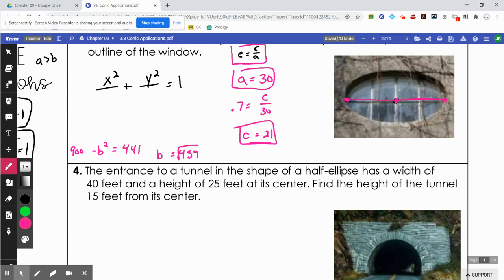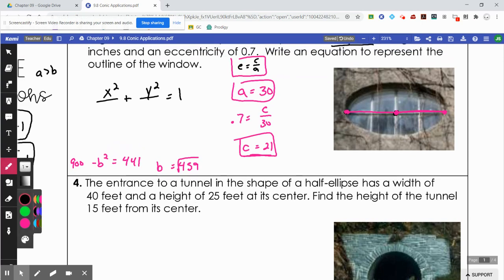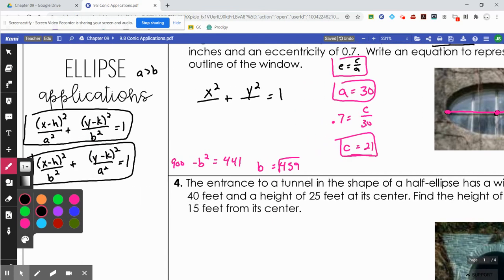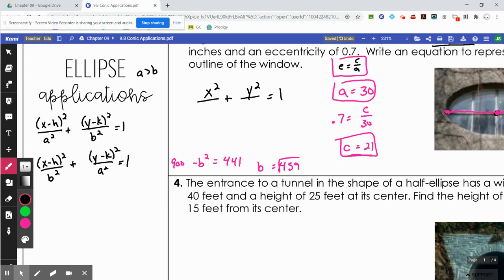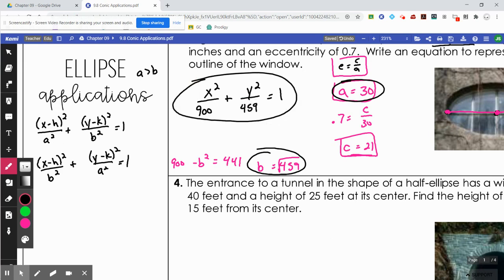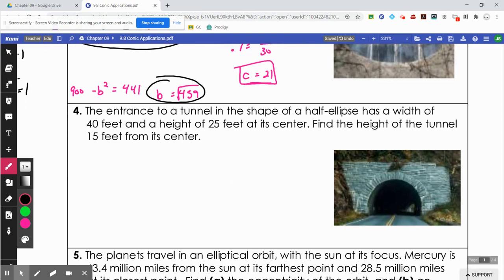I'm going to leave it like that because, since this is a horizontal ellipse, we're going to use this first equation again. We have x squared over a squared, and a is 30, so 30 times 30 is 900. And then y squared over b squared, the square of a square root simply removes that square root, and that would be your window.